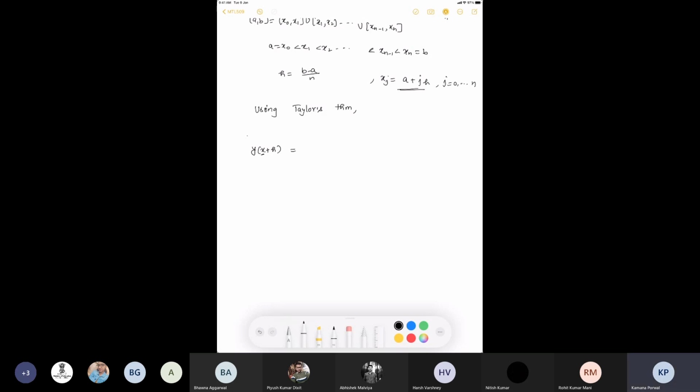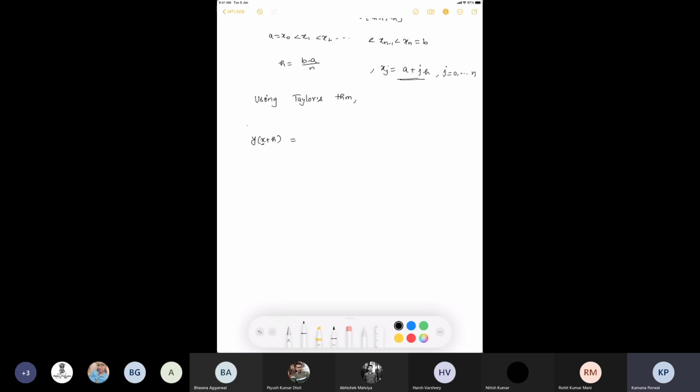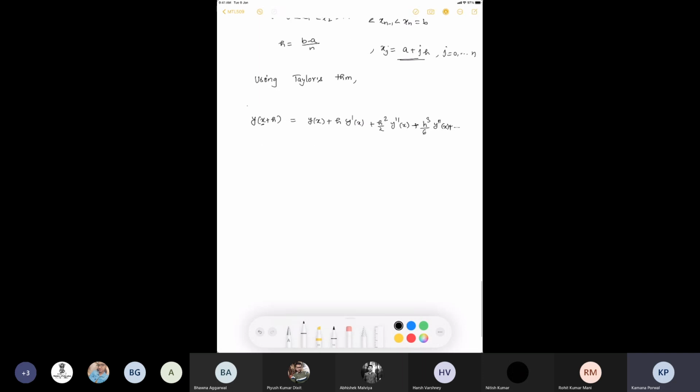So if I expand this using Taylor's theorem, this is y of x plus h times y prime x plus h square by 2 y double prime x, right? And then let me put one more term. I'm assuming that y is sufficiently differentiable. So h cubed divided by 6 y triple prime x. And let me not exactly end here, I'll see where to end, so that you can also get a feel for how I'm ending the series.